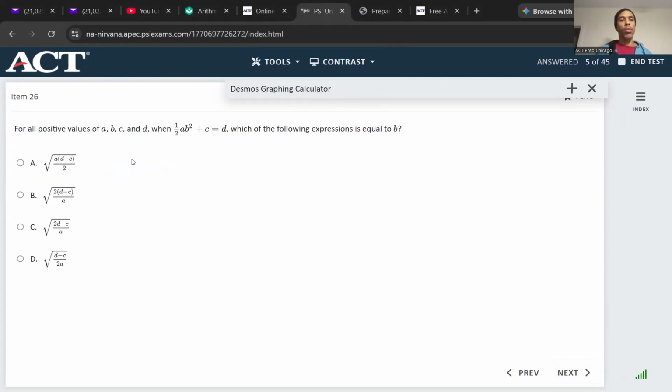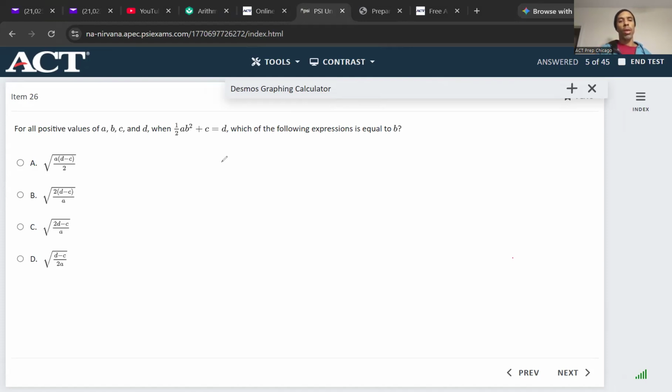For all positive values of a, b, c, and d, when 1/2 ab squared plus c equals d, which of the following expressions is equal to b? This is solving a literal equation, essentially, or solving for a variable.